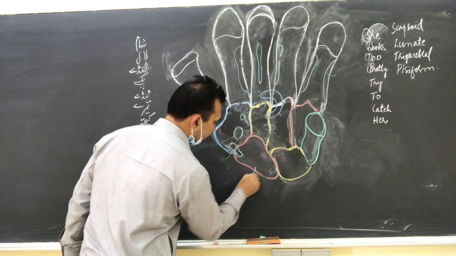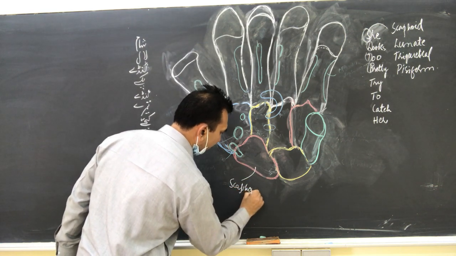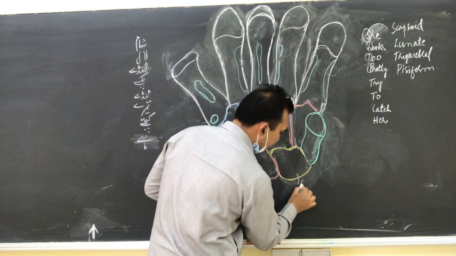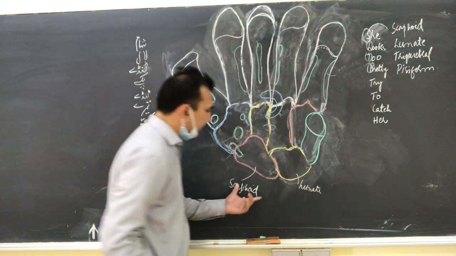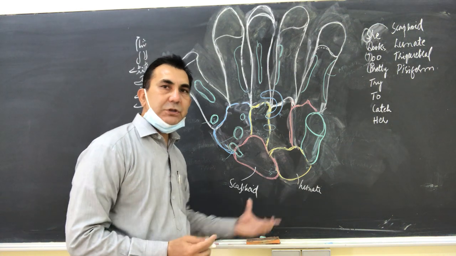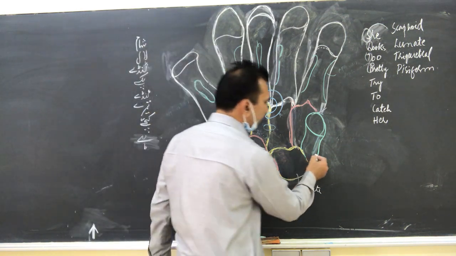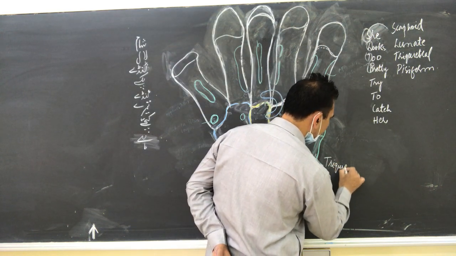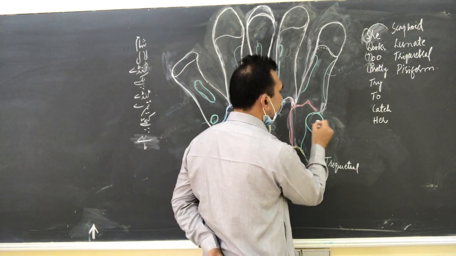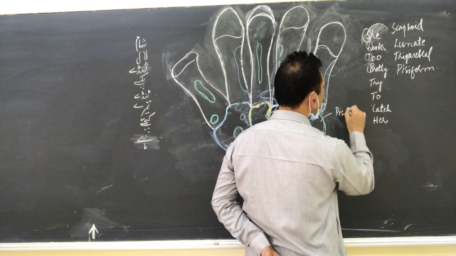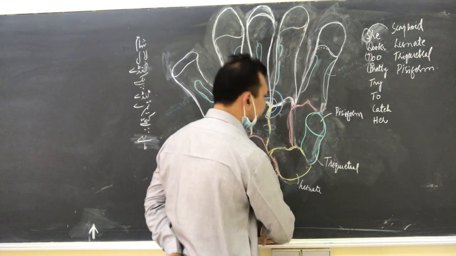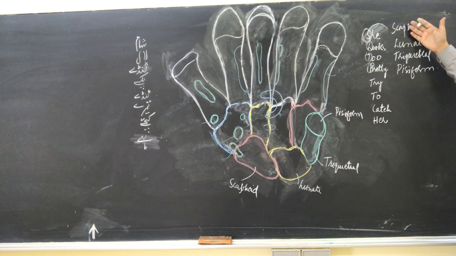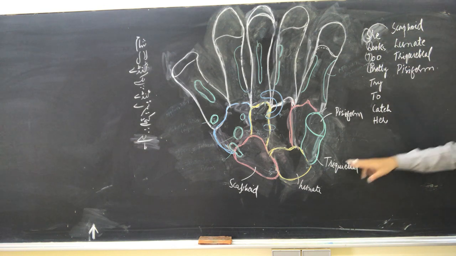This one, from the lateral side, is called the scaphoid, and this one is the lunate. The scaphoid and lunate make the joint with the radius bone. This one is called the triquetrum, and this one is called the pisiform. So from the lateral side towards the medial side: scaphoid, lunate, triquetrum, and pisiform.